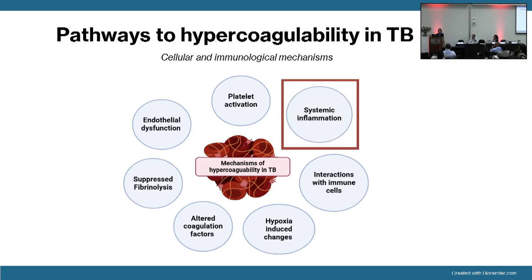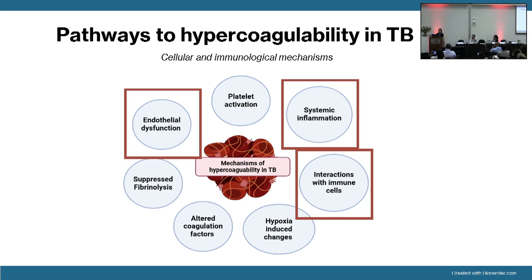First, TB-induced inflammation releases pro-inflammatory cytokines, which, while crucial for fighting the infection, also have a pro-thrombotic effect. Second, TB damages the endothelium, disrupting its anticoagulant properties and promoting platelet adhesion, aggregation, and coagulation. And lastly, the interaction between TB and immune cells, specifically macrophages and neutrophils, has hypercoagulable effects.